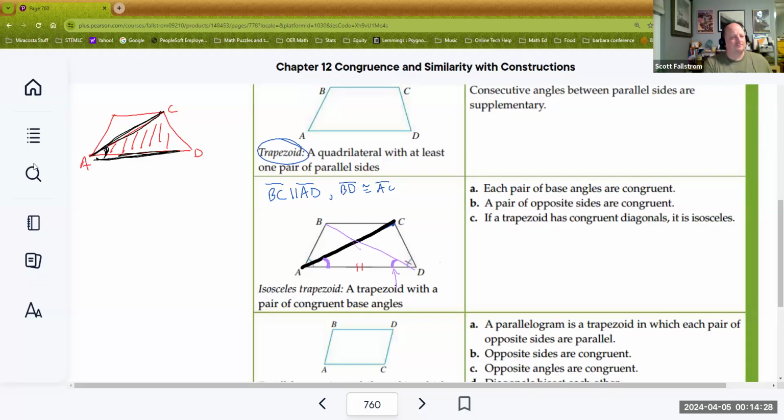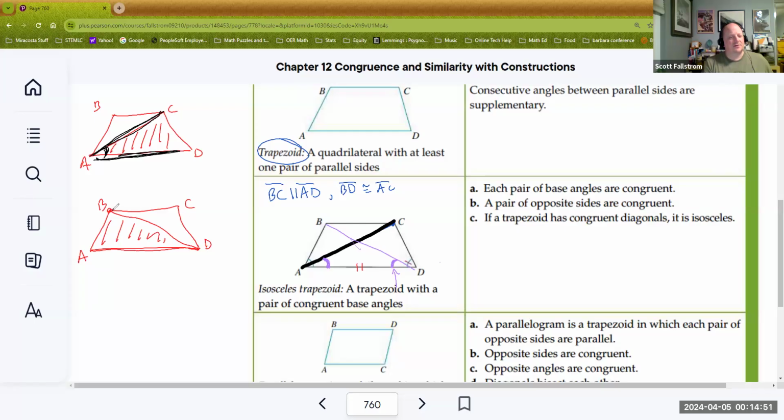Compare that with, if I repeat this, and I go from B down to C, or down to D, and then back over to A, I make a triangle here, and let's check to see if they are indeed congruent.